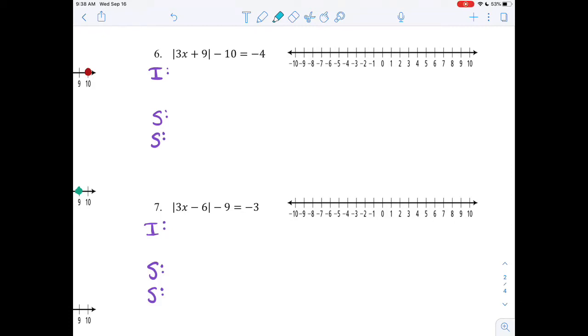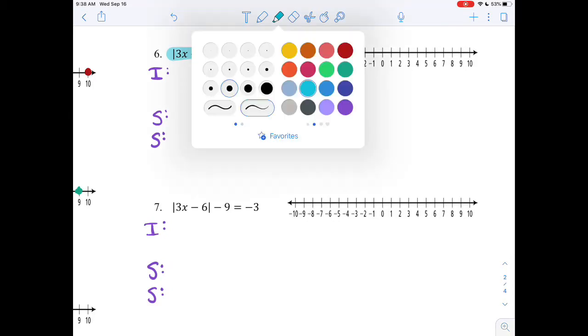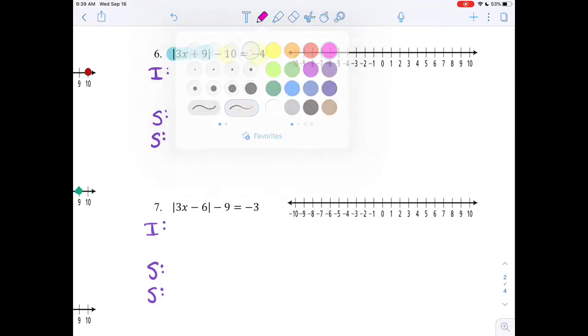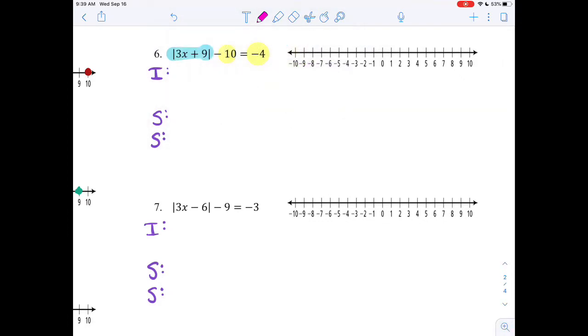Now that we've gotten used to separating and solving absolute values, we want to go ahead and introduce some absolute value equations where we have to actually do the isolate step. So you'll notice here that we have the absolute value of 3x plus 9, but then we have a minus 10 on this side and a minus 4 on this side. We need to combine these because our constants need to all be on the right-hand side. So I actually do have to do a step to isolate.